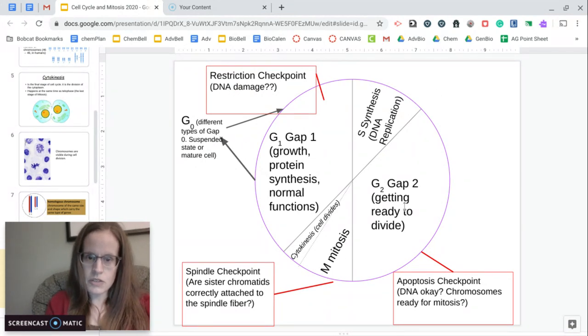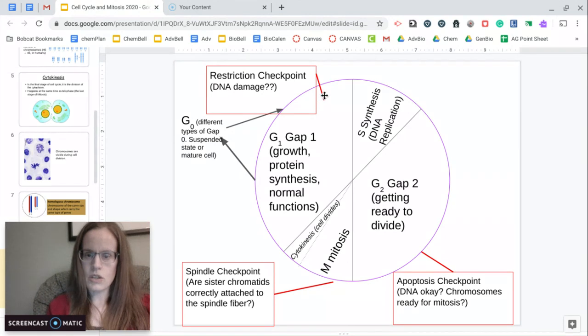Here's my little picture of the cell cycle. So the first part of the cell cycle, remember, is the growth phase, G1. We've got growth, you've got protein synthesis. The cells are making the proteins they're supposed to make, and they're carrying out their normal functions. Sometimes cells just don't go any farther than this. They go into something called G0, where they are just suspended in that state, where they're just a mature cell and they will never divide again, like nerve cells. We're never going to synthesize their DNA and go into mitosis. They're just going to stay, at least some of them, in this G0 phase.